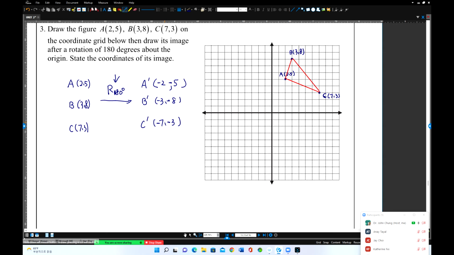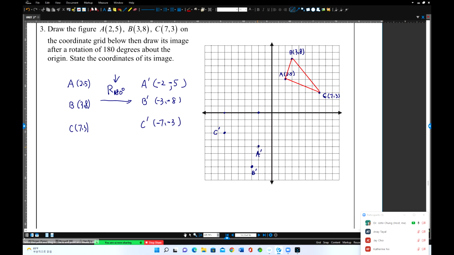That's the coordinate of each image. Negative 2 and negative 5. This is negative 2, negative 5, down over here. This is A prime. Negative 3, negative 8. This is negative 3, negative 8, all the way down. This is B prime. Where is C prime? Negative 7 and negative 3. Negative 7 over here, negative 3. That is C prime.